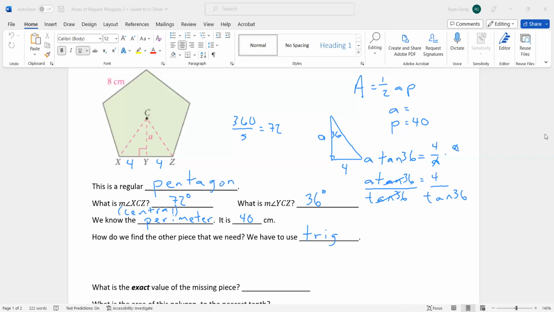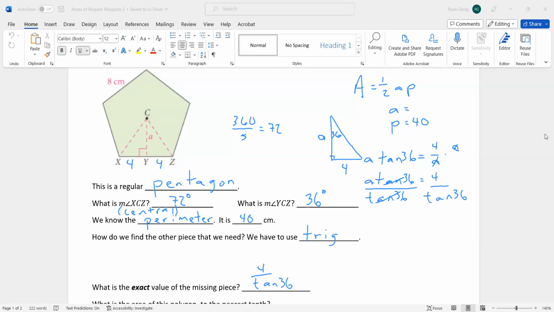Notice the question I have on the notes. It says, what is the exact value of the missing piece, or the apothem? The exact value is 4 over tangent 36. If I type that in my calculator, I will get a decimal. And if I round it at all, it's not the exact value. So 4 divided by tangent 36 gives me 5.50552768.